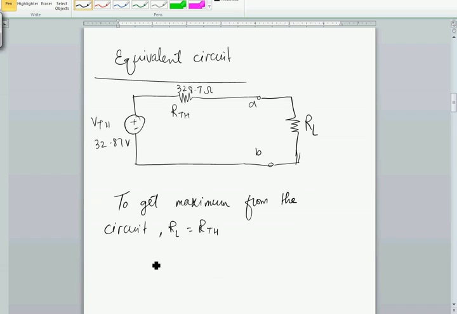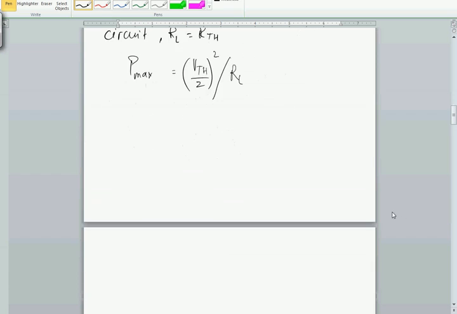And what will be that maximum power? Power maximum will be equal to, since both of them will be equal, half of this voltage will be dropped here, half of this voltage will be dropped here. So we can use V Thevenin divided by 2, which is the voltage dropped across the resistor, squared, divided by RL. That will be the maximum power received by your load resistance, V square over R. So this is the first method.